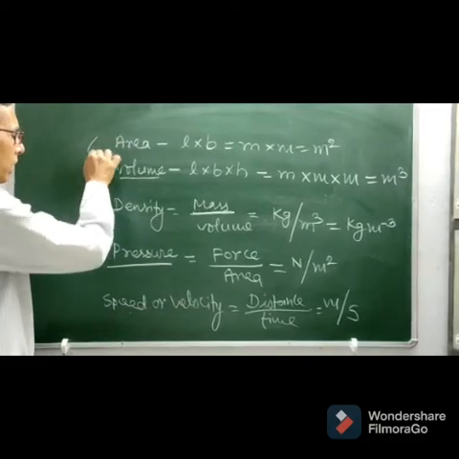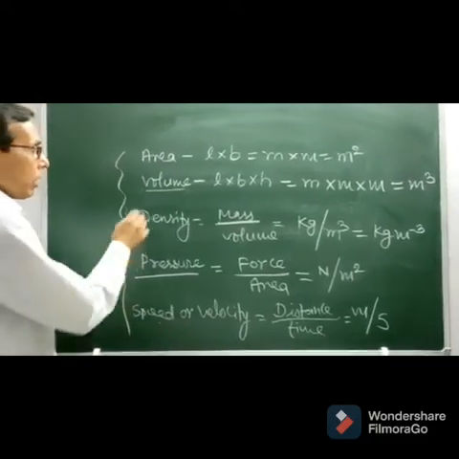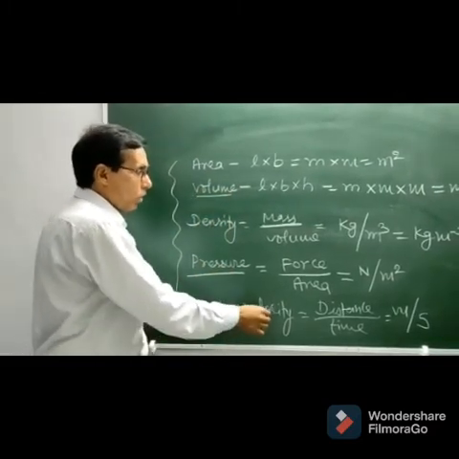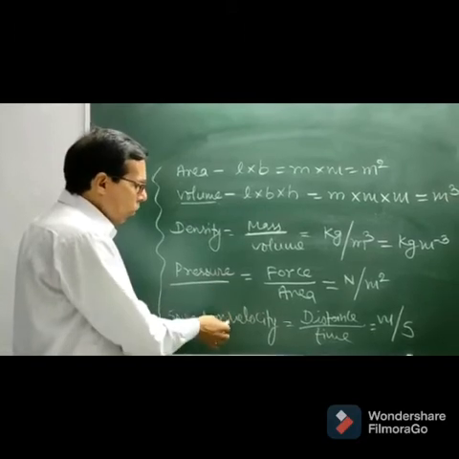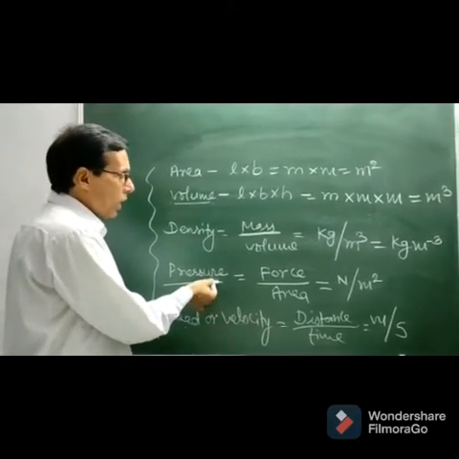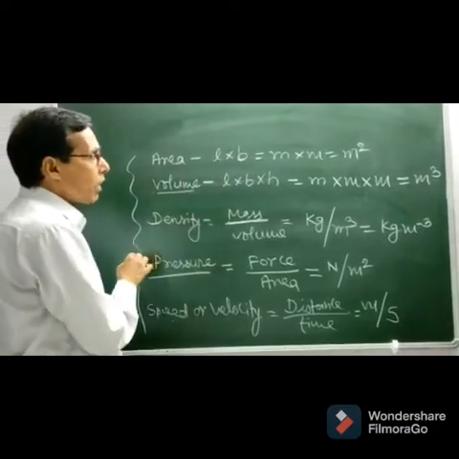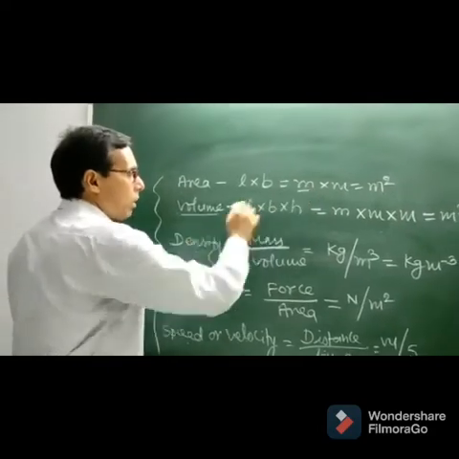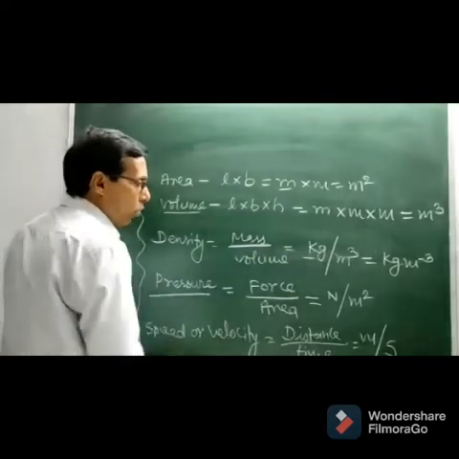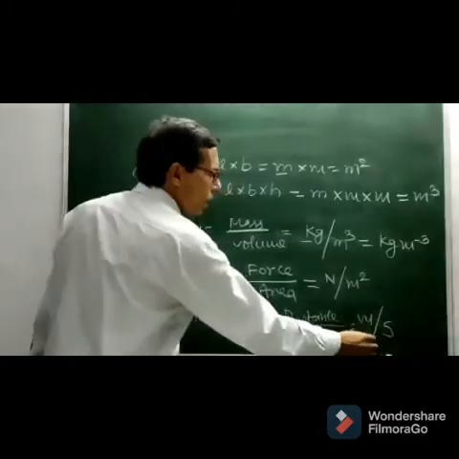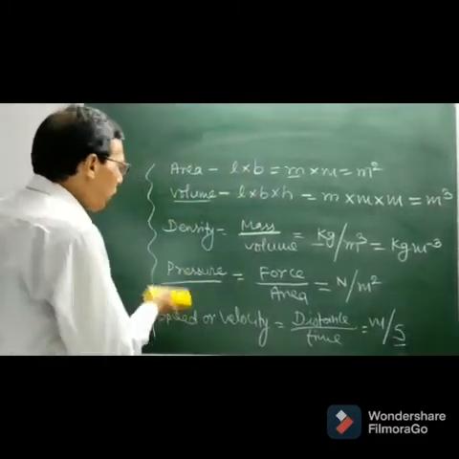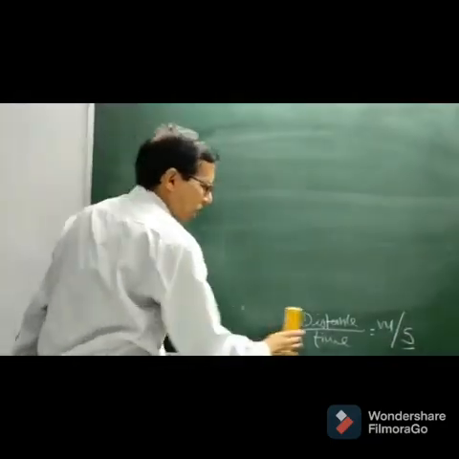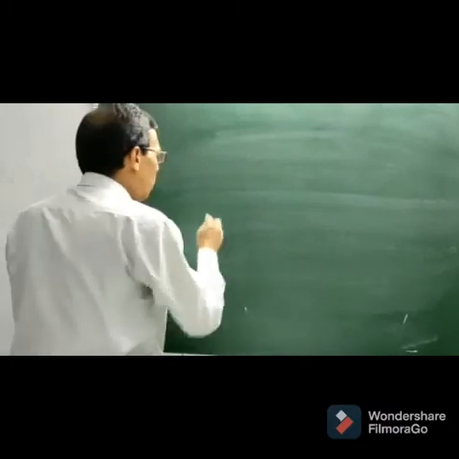So what you observe in these different units, area, volume, density, pressure and speed or velocity, units of these physical quantities can be expressed in terms of 7 fundamental units. As for example, length is measured in meter, mass is measured in kilogram and time is measured in second. You can also find out the derived units of other derived physical quantities.